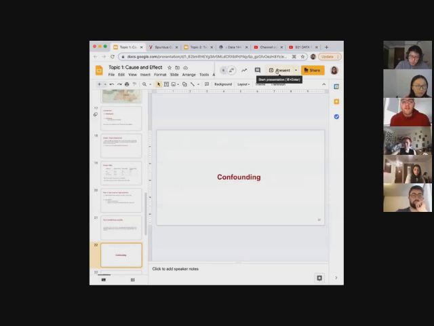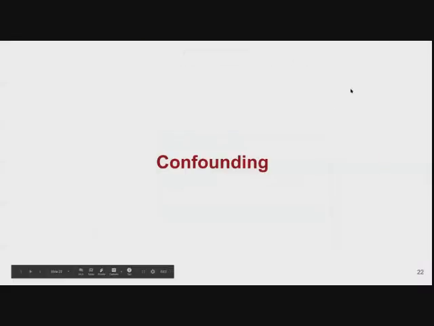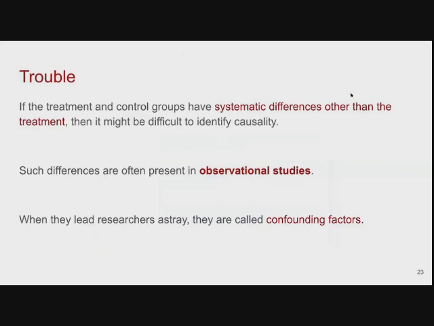Since we're talking about how we really need to make sure that we control for the characteristics between the treatment group and the control group, I'm going to show you one more thing: sometimes if you don't control them, you might get what we call confounding variables, or confounding information, that are going to distract you or make your conclusion not sound. All right. So the trouble is if the treatment and control groups actually have systematic differences other than the treatment.